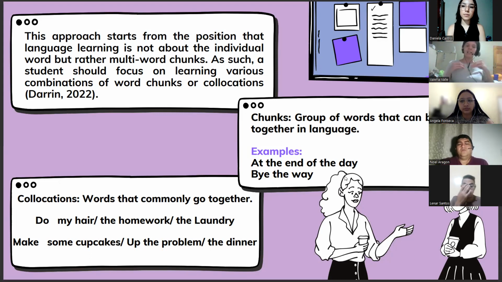Okay, if we compare the lexical approach with the grammar approach, it is totally different. For example, the grammar approach, in the sentence "I like to go to the park," divides the sentence into 6 parts: the subject, the verb, the infinitive, the article, the preposition, and the noun.